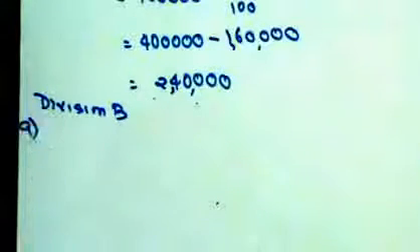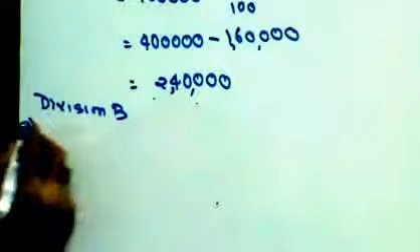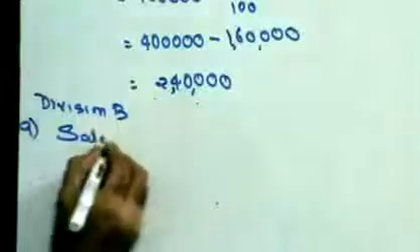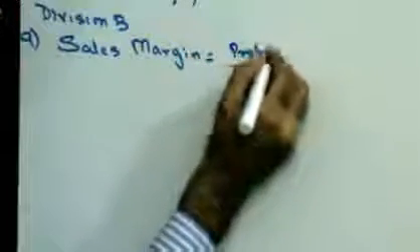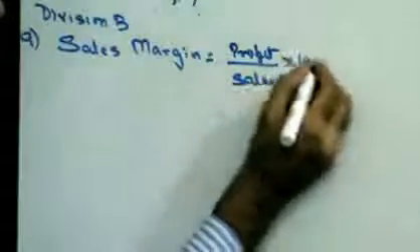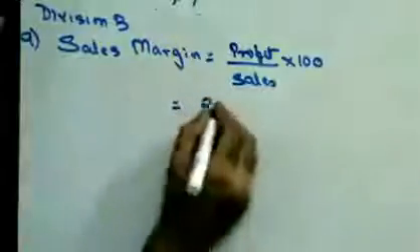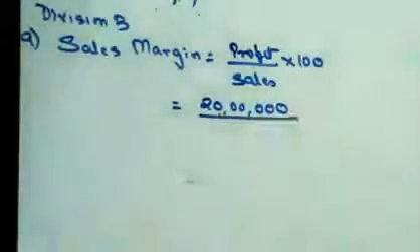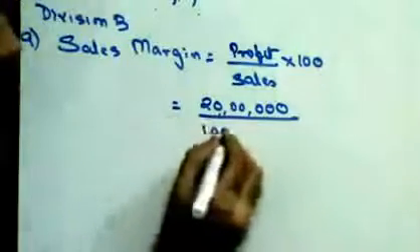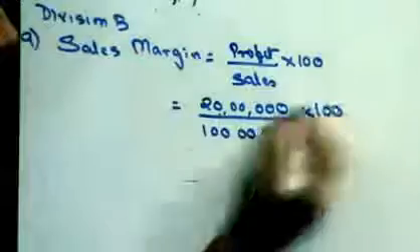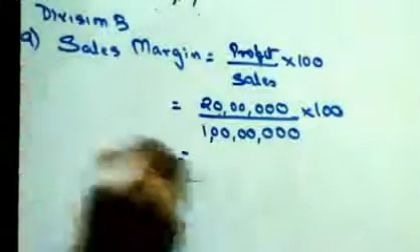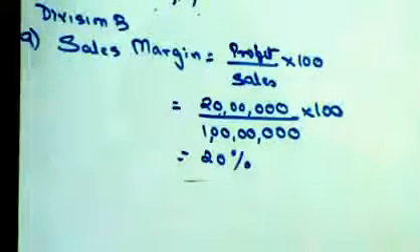Now let's see for division B. Let's see what is the data given to me for division B. They've given me sales, they've given me income, they've also given me the average investment, right? Since sales and income is given to me, I can find out my profit percentage. That's my sales margin. Sales margin is nothing but profit upon sales into 100. Now, the income is given to you as 20 lakhs. Sales is given to you as 1 crore, into 100. This is going to be 20% if I'm not mistaken. That's your sales margin.